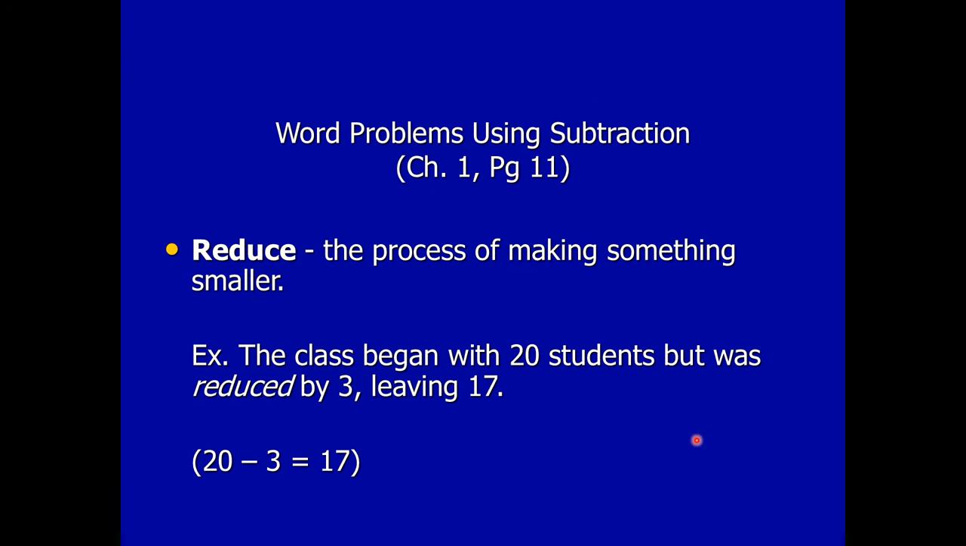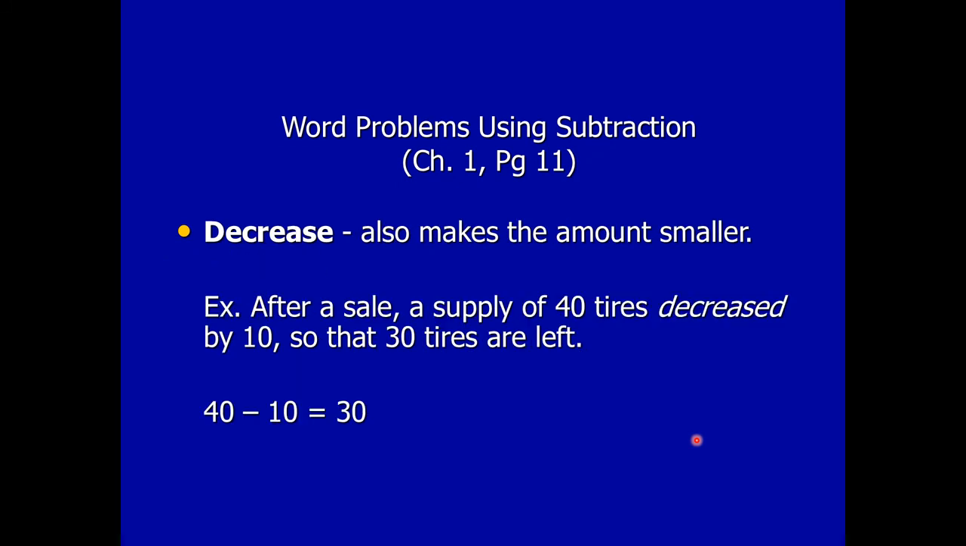Reduce, another, is a process of making it smaller. That means the class began with 20, now it got reduced to this. How much will be the total? So this is 20 minus something, and you'll get the total we have right now. Decrease: after a sale, a supply of 40 tires decreased by 10. That means 40 minus 10, which is right now 30. So you have 30 tires left.